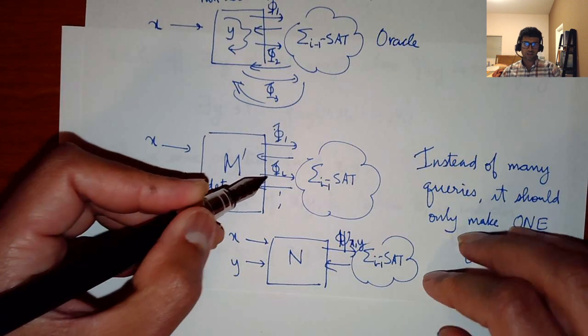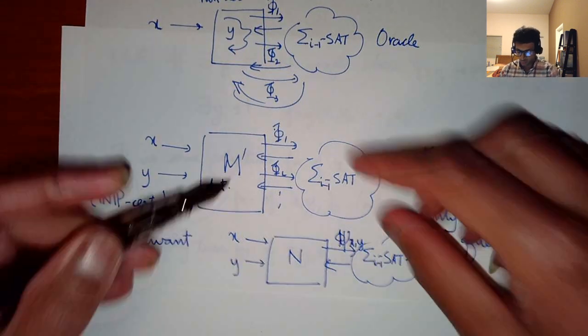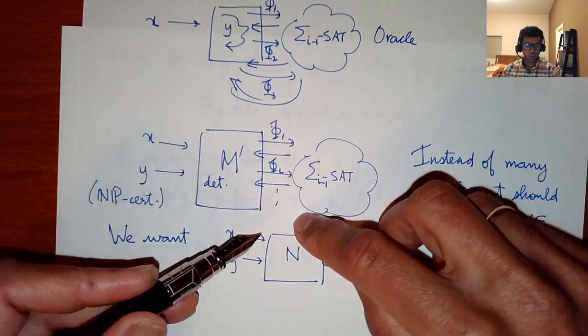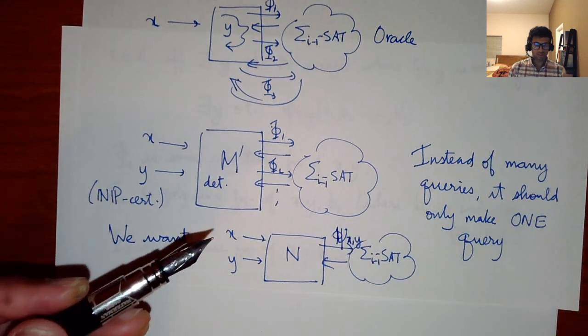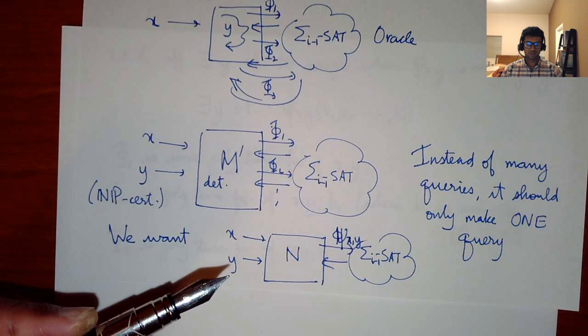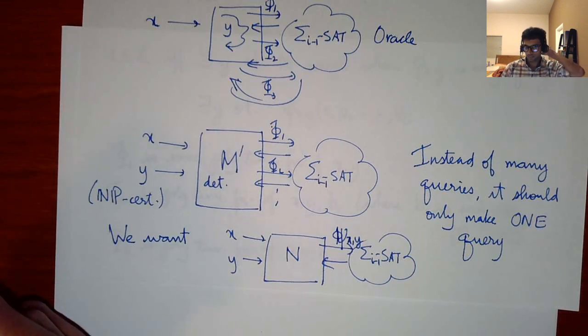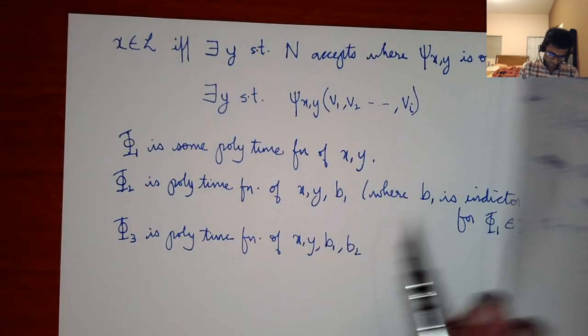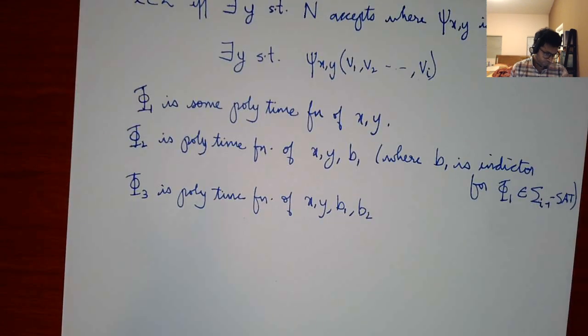All of these are just polynomial functions. So we could non-deterministically guess what all of these are in one go, and then just check if those are the answers. So let me write this out carefully.